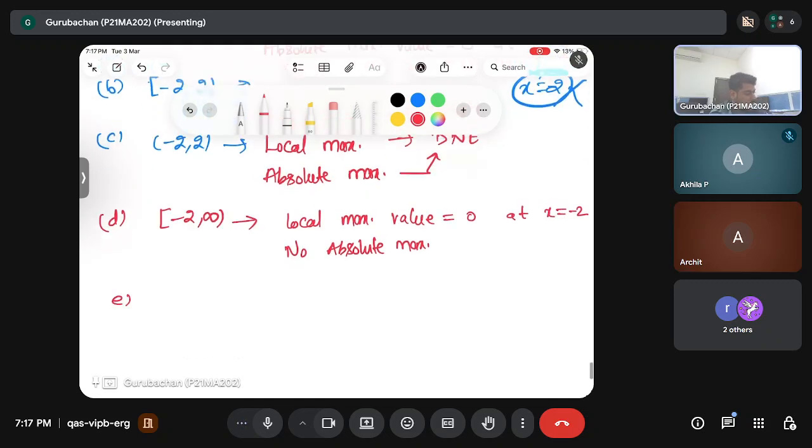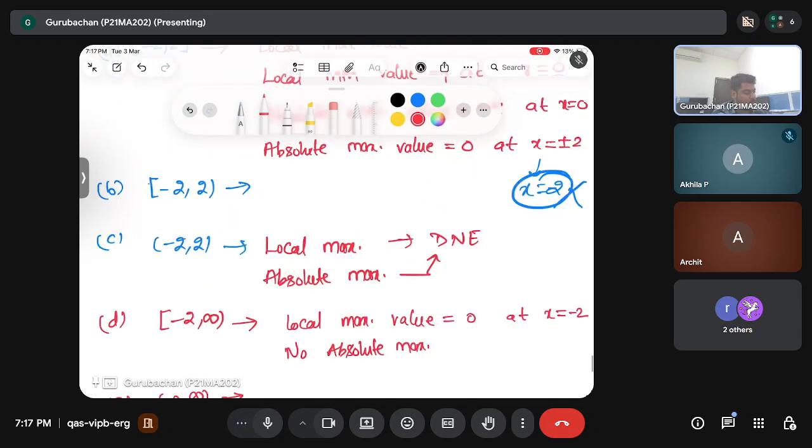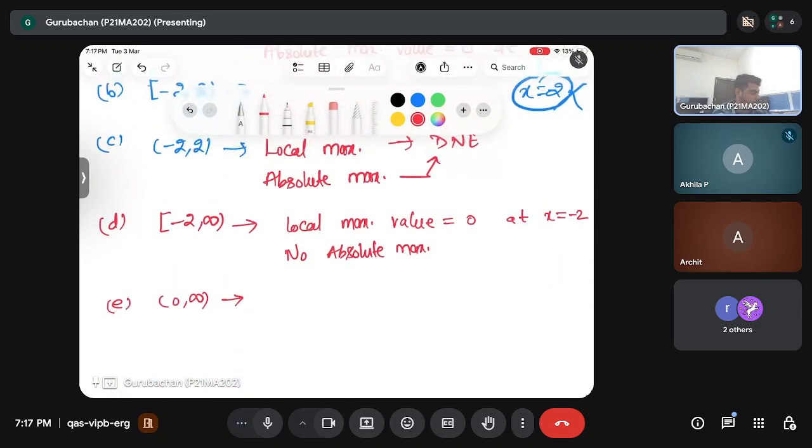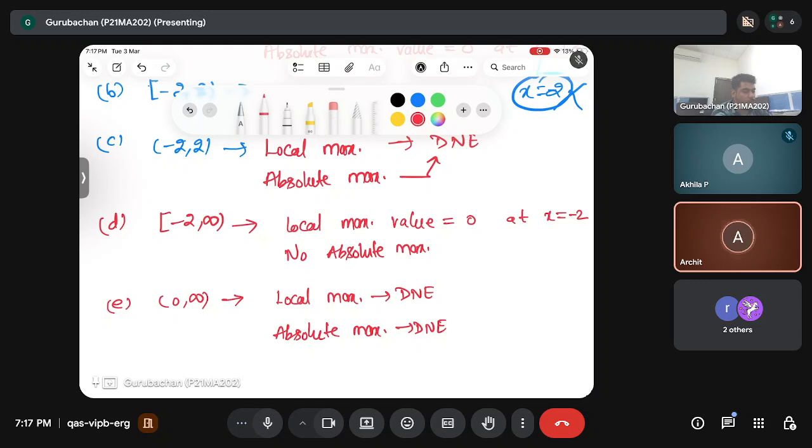Now the last one is 0 to infinity. Now tell me whether local maxima will exist. No, sir. So local maxima does not exist, and absolute maxima will also not exist. And in this case, local minima and absolute minima will also not exist.